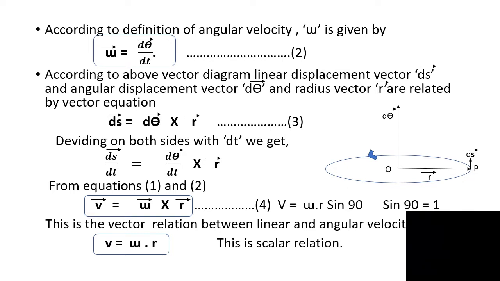To obtain the scalar relation, we write v equal to omega into r into sin 90, because omega bar and r bar are always perpendicular to each other, so the angle between them is 90 degrees. Here omega and r are the magnitudes of angular velocity and radius vector. Sin 90 is nothing but 1. Therefore, the scalar relation between linear and angular velocity becomes v equal to omega into r.